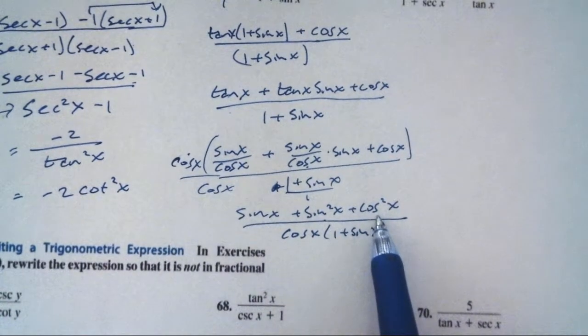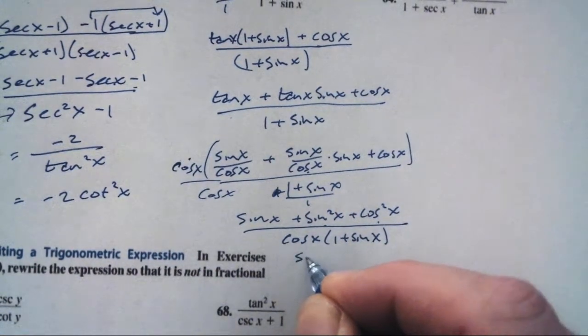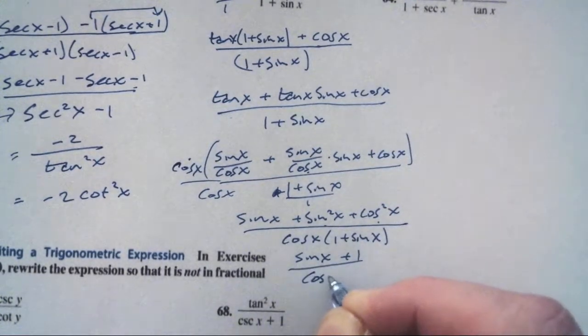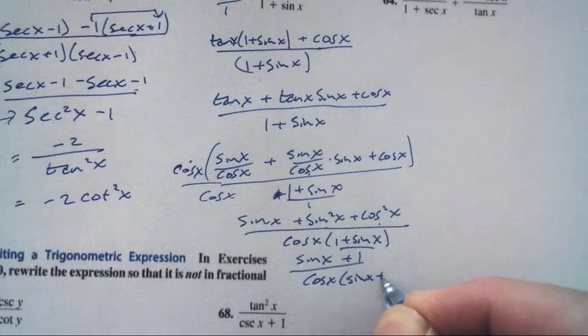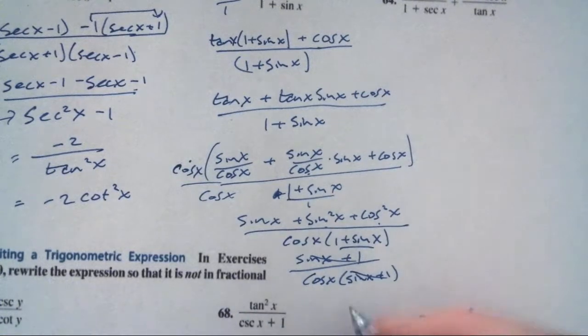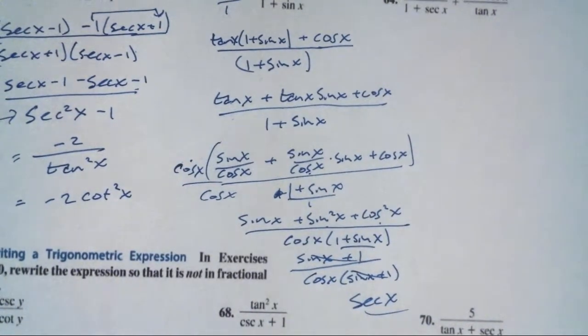Sine squared plus cosine squared is 1. So this is, man, I'm really painting myself into a corner here. This is sine of x plus 1 on cosine of x times sine of x plus 1. Those cancel. I get 1 on cosine of x, which is secant of x. Well, there's a lot going on in that problem.